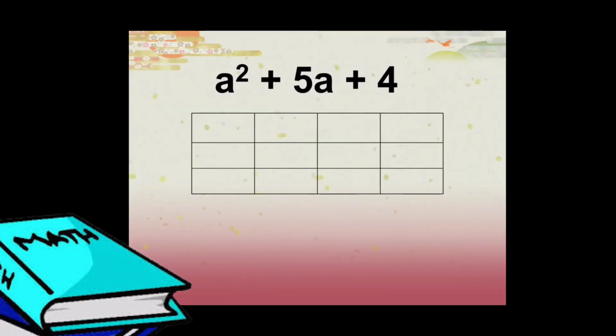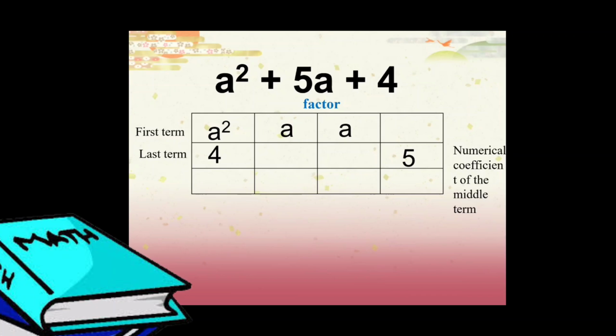So for our first example, a squared plus 5a plus 4. For us to easily answer this, we need to follow the steps. First, we need to factor the first term. Our first term is a squared. A and a are our factors. Next, we need to list down the factors of the last term, which is 4. And we need to consider the numerical coefficient of the middle term, which is 5. We need to identify the two factors whose sum gives the number in the middle. And the factors are 4 and 1.